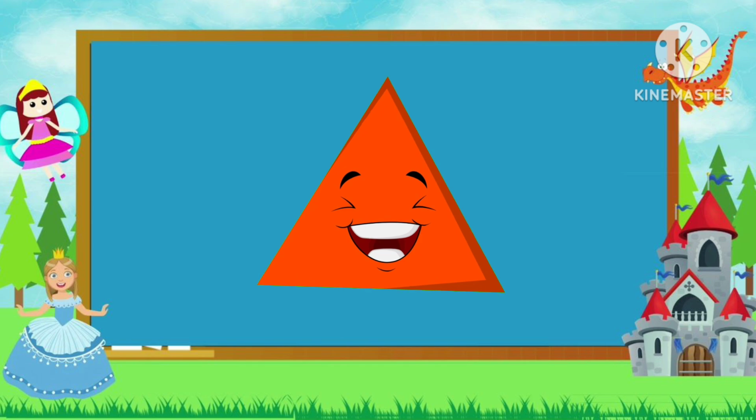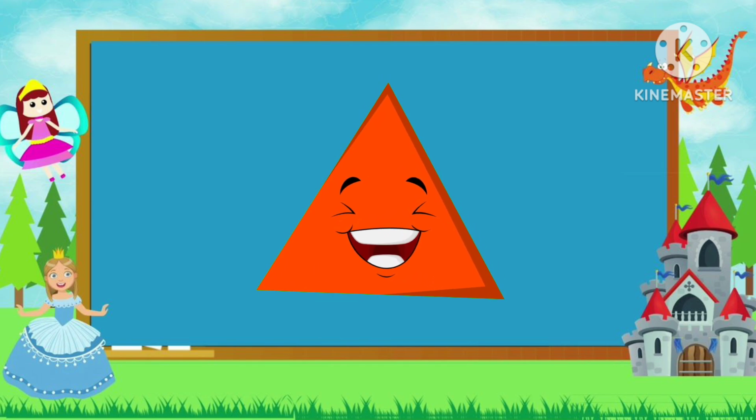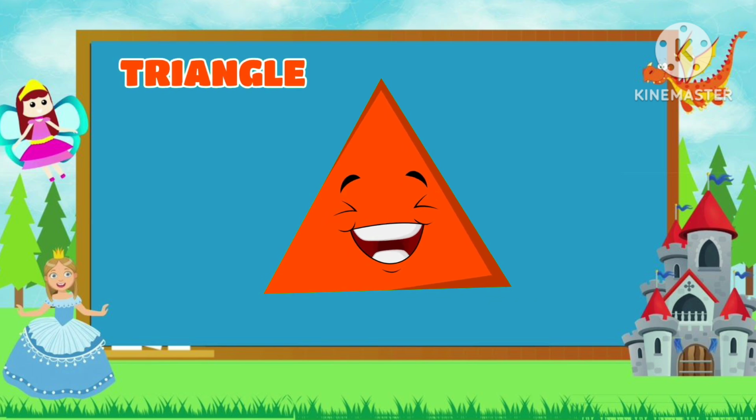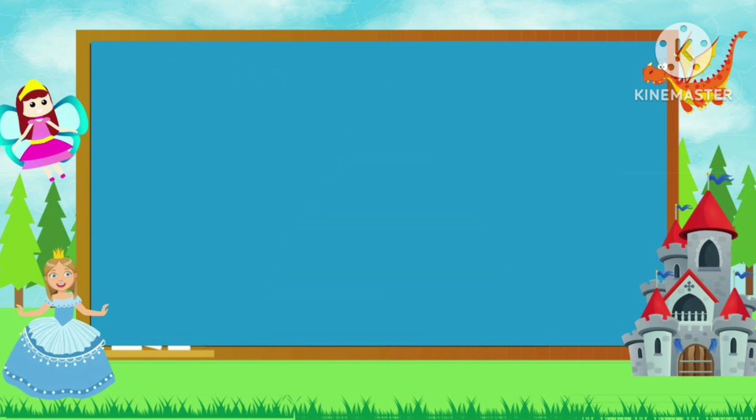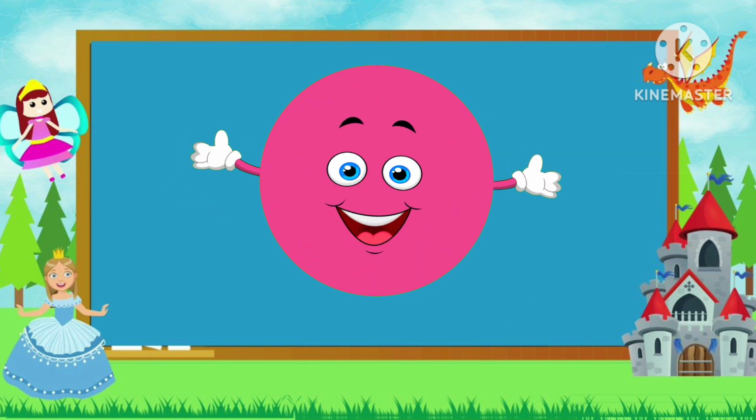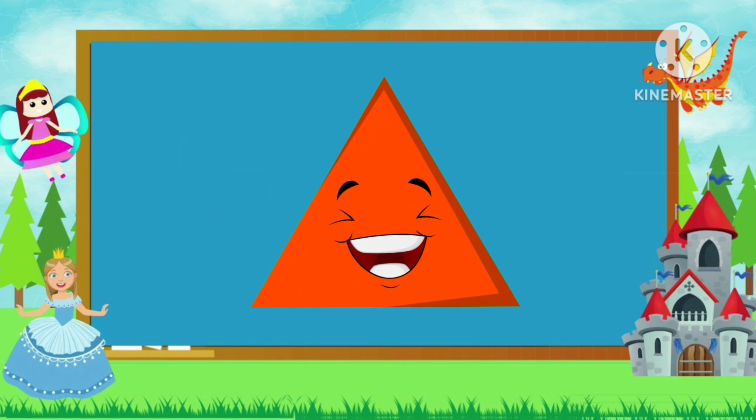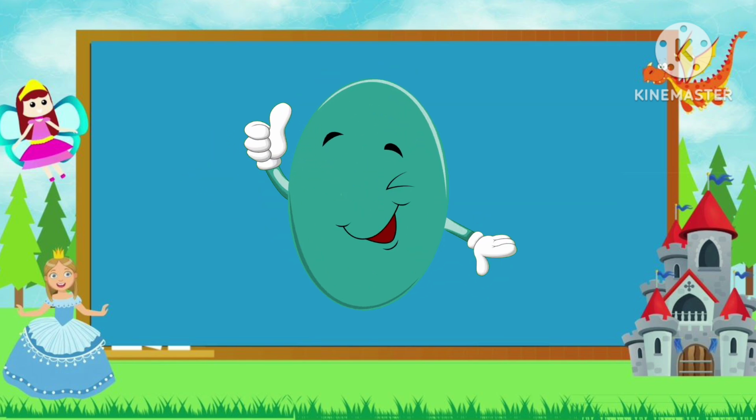I'm a triangle with three sides, three straight sides. I'm a triangle with three sides and a pointy head. Triangle, rectangle, circle, oval, square.